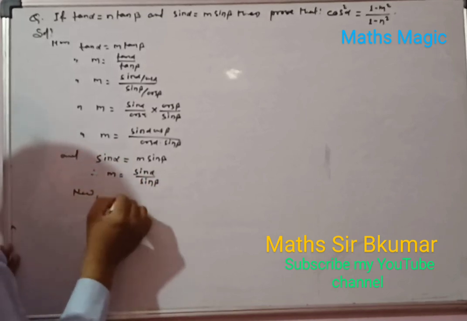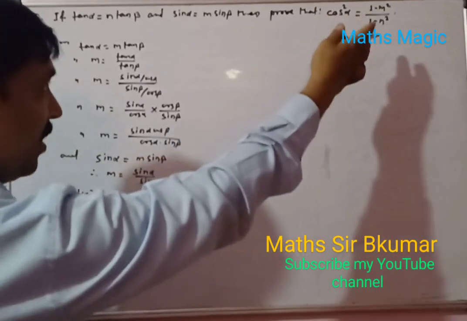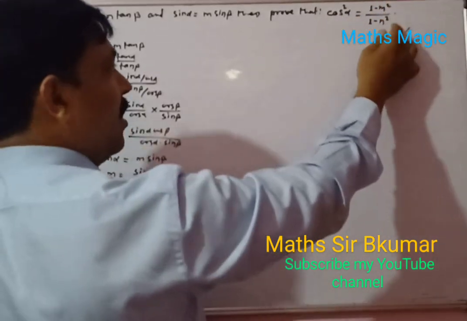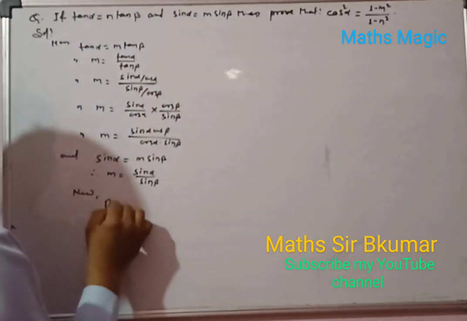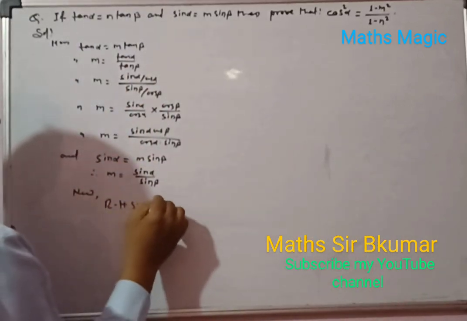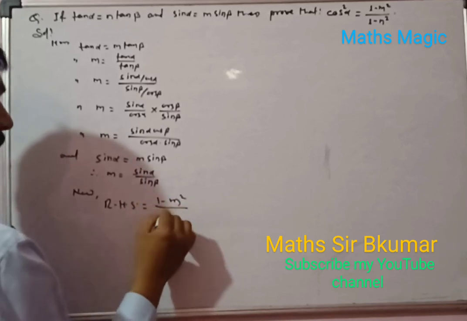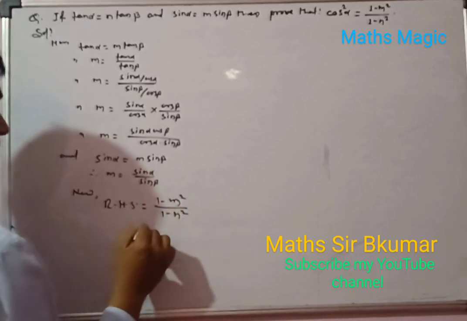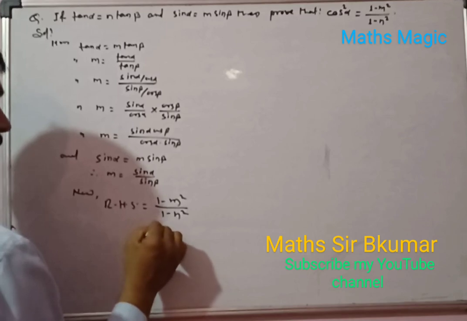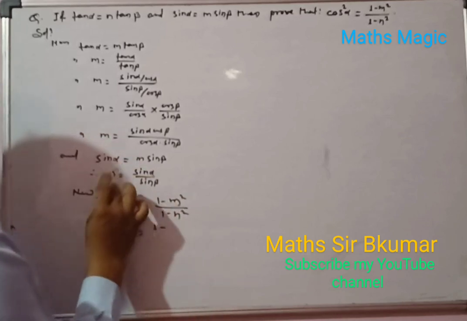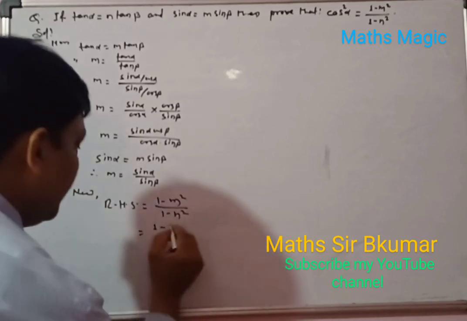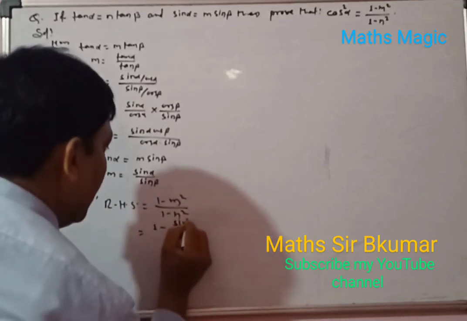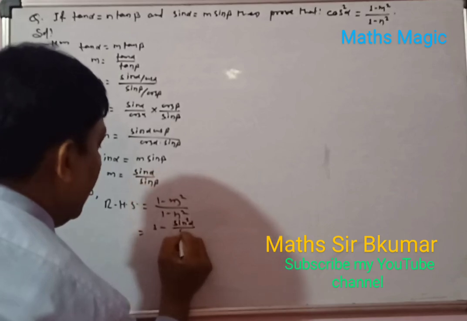Now, we have to prove that cos square alpha equal to 1 minus m square by 1 minus n square. So we have to write the RHS, taking it, okay. The RHS is equal to 1 minus m square divided by 1 minus n square. After that, substitute the value of m and n. The value of m is sin alpha by sin beta, so you have to write there 1 minus sin square alpha by sin square beta.